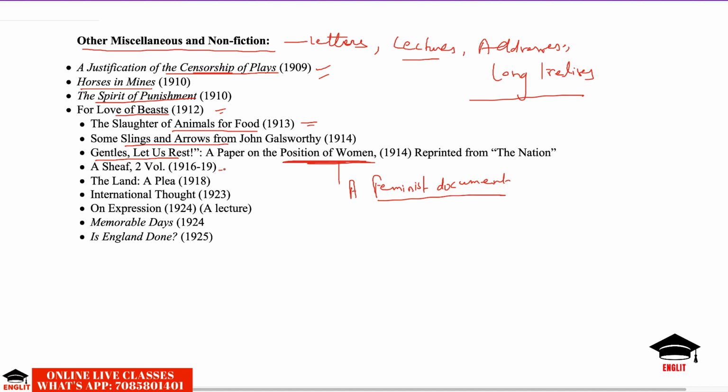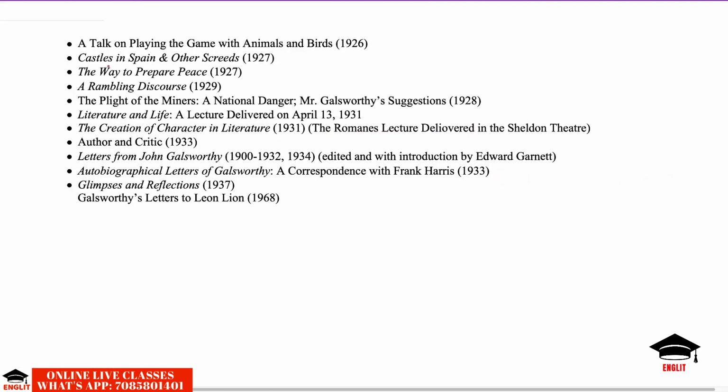Sheaf was in 2 volumes. The Land, a Play. It is about the acquisition of lands. International Thought on Expression. It is a lecture. Memorable Days, memoir. Is England Done? So these are all non-fictional work. The last are a talk on playing the game with animals and birds. Just like I told you before that he had written many pieces for animals like animals and birds.